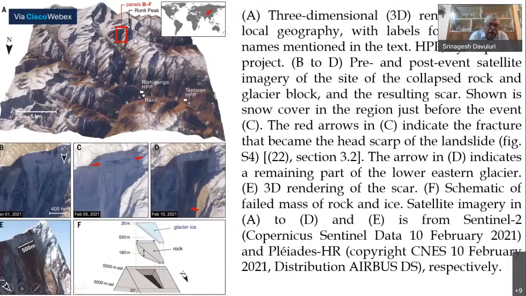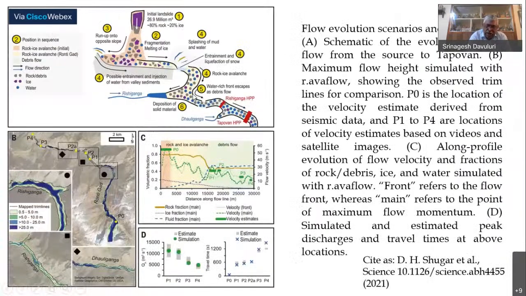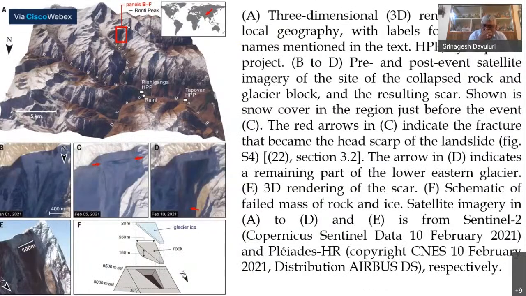This happened in a place called Ronti Peak, where the actual glacier as well as rock sliding happened. And this is where the Rishiganga hydropower project exists, and this is the Tapovan hydropower project. These are all quite far away, I mean, far away from where the event happened.